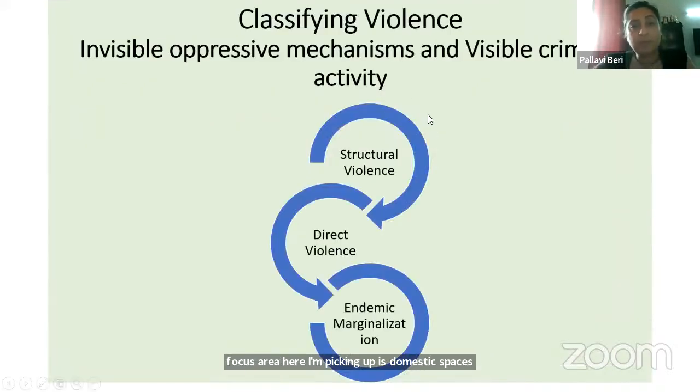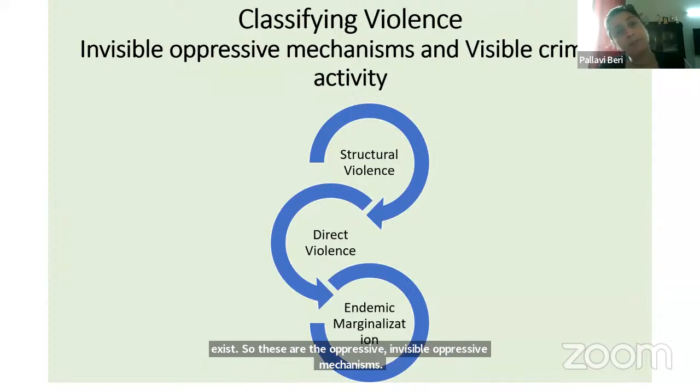Here I'm trying to understand how there are these forms of violence that exist, conceptualizing violence within its twin category. One, which is the invisible oppressive mechanism that operates within patriarchal domains, where there are certain norms that women are supposed to follow, and certain cultural pressures that they experience, also due to other factors of poverty and deprivations that exist. So these are the invisible oppressive mechanisms.